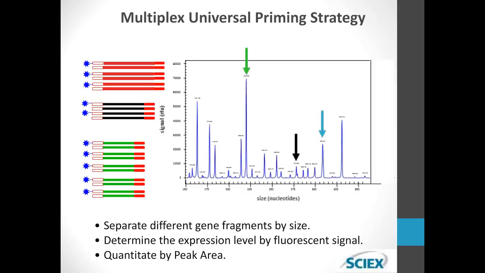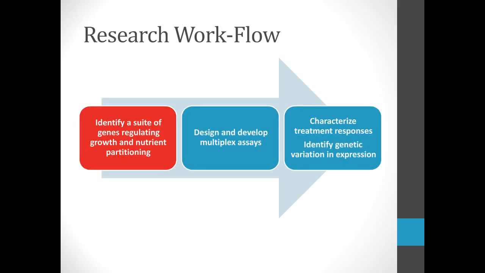As I mentioned before, an assay typically contains between 25 and 40 amplicons per assay, although if you're really careful, you could probably hit 50 genes per assay. This chart describes our general workflow from gene selection to assay design to using these assays in physiology studies.